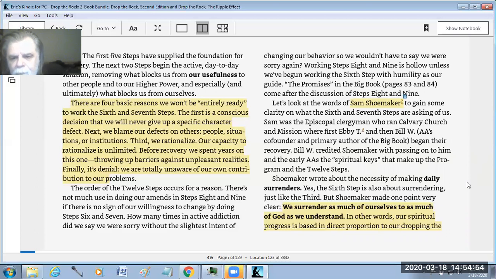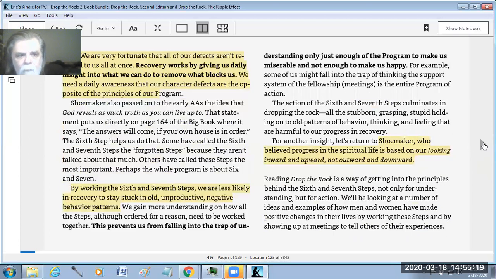Thank you. Shoemaker wrote about the necessity of making daily surrenders. Yes, the 6th step is also about surrendering, just like the 3rd. But Shoemaker made one point very clear. We surrender as much of ourselves to as much of a God as we understand. In other words, our spiritual progress is based in direct proportion to our dropping the rock.